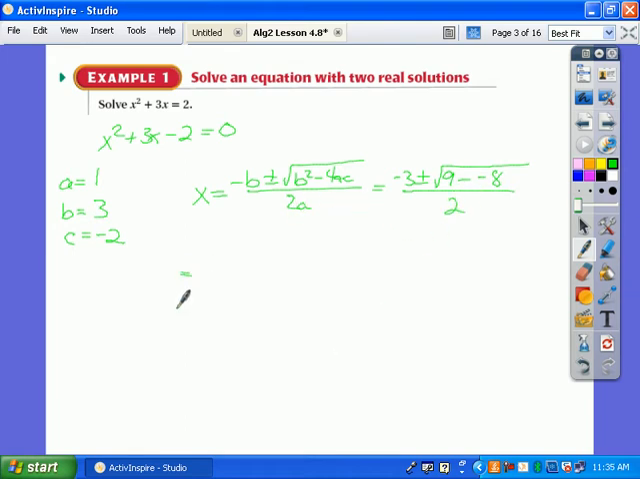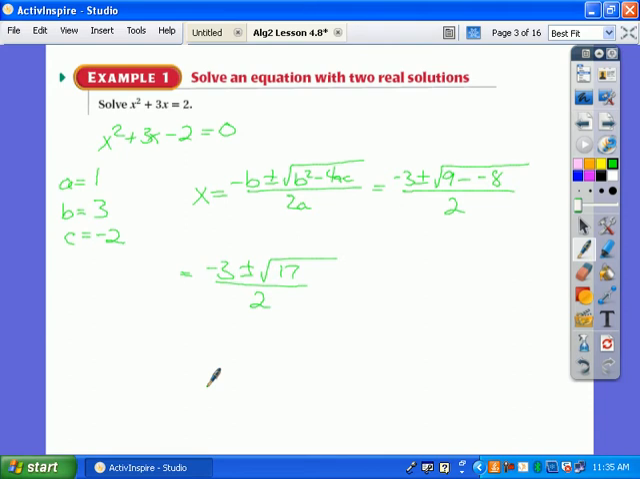So now we'll just simplify. We're going to do some adding. We'll do any simplifying we can do. That's what I mean when I say this is arithmetic now. Negative 3 plus or minus the square root of 9 plus 8, so 17, all over 2. And that represents our two solutions.